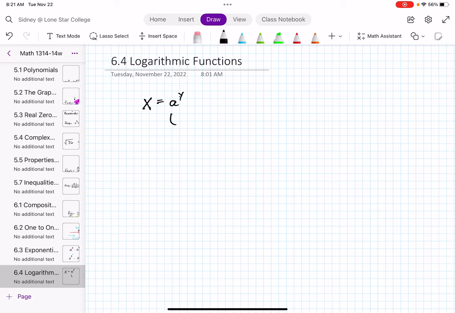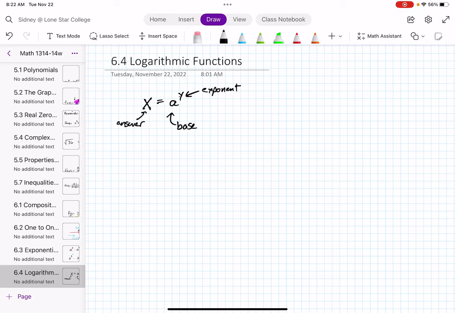So the a right here, this is the base number. This is the number that's going to be multiplied by itself a certain number of times, the base. y is the exponent on that base, and x is the, well, different ways of referring to it, but the answer. If you actually crunched out a to the power of y, the numerical answer you get is x.